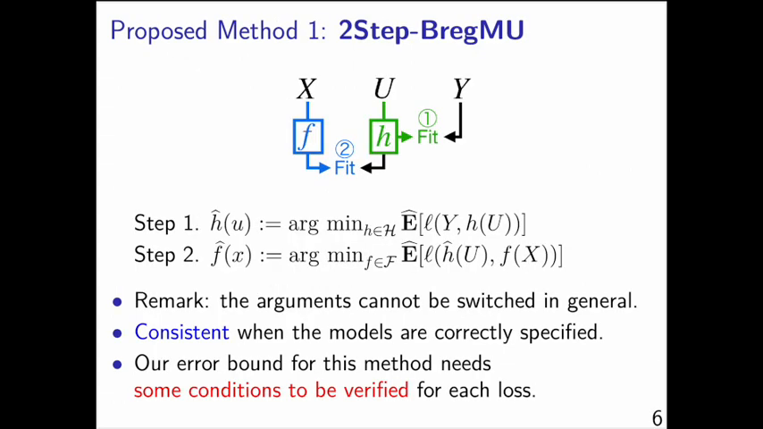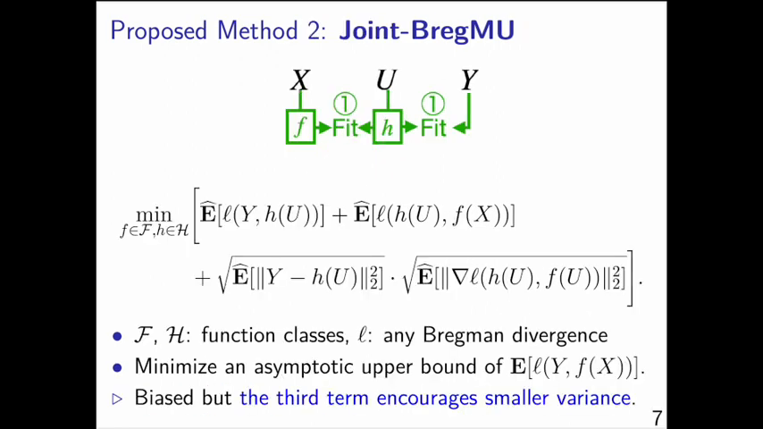Here is our first proposed method called two-step Breg-MU. Note that the order of the arguments cannot be reversed in general because Bregman divergences are not necessarily symmetric. This two-step method gives a statistically consistent estimator given correctly specified models H and F. However, our theory requires the loss function to satisfy some conditions to be verified. To overcome this weakness, we also propose a one-step method called joint Breg-MU.